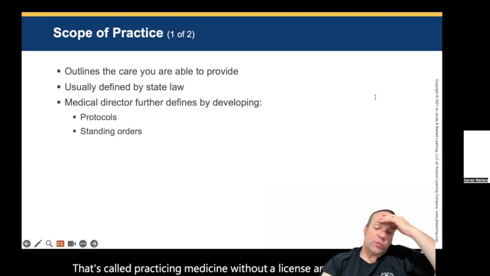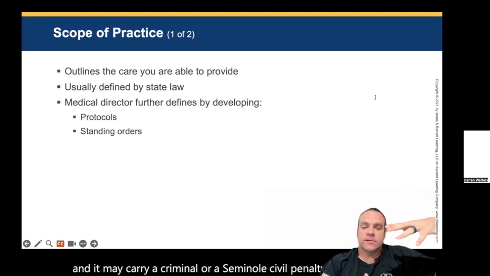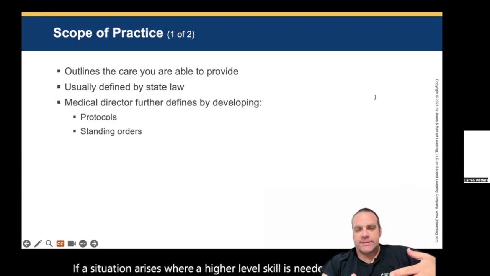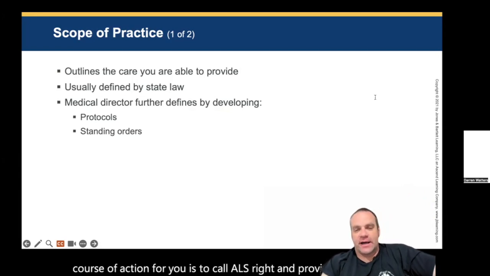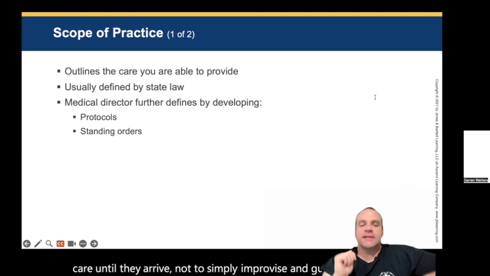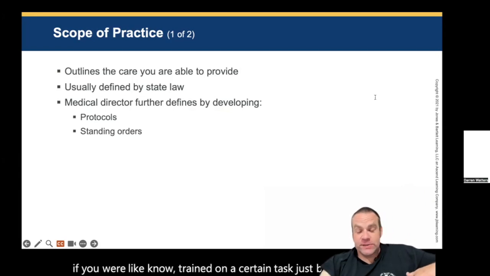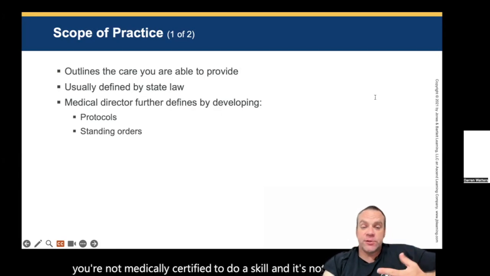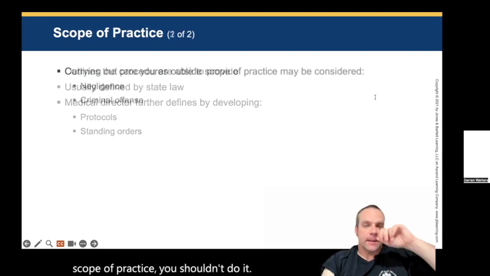If a situation arises where a higher level skill is needed, the correct course of action for you is to call ALS, right? And provide supportive care until they arrive, not to simply improvise and guess. Even if you were trained on a certain task, just because you kind of messed around and learned how to do something, if you're not medically certified to do a skill, it's not in your scope of practice, you shouldn't do it, and you can't do it.